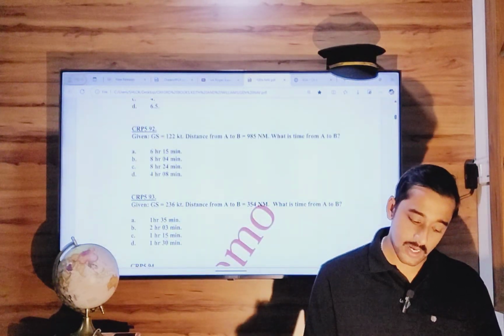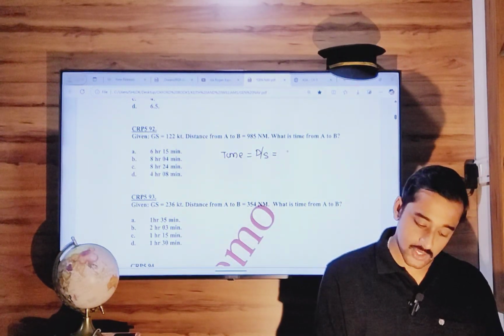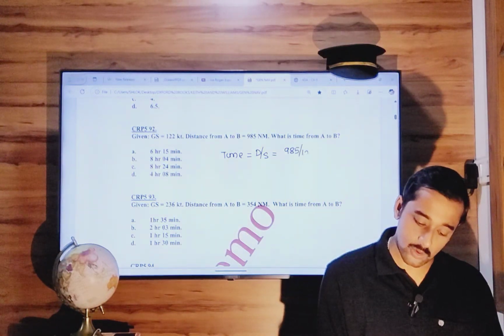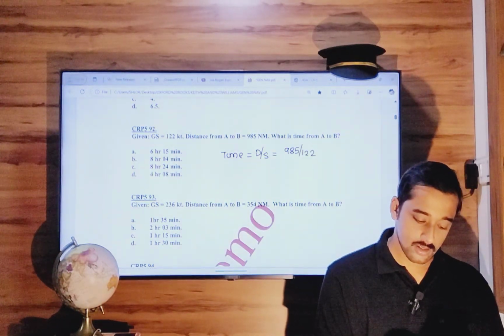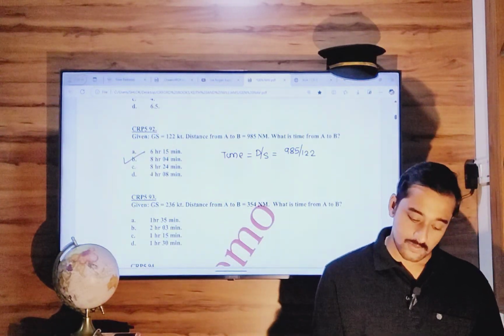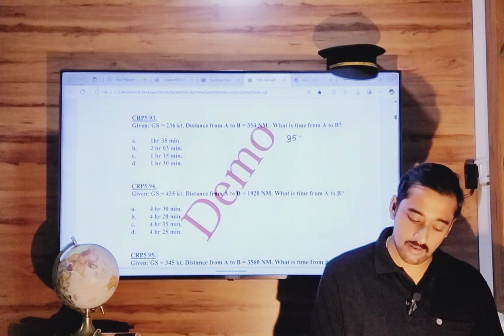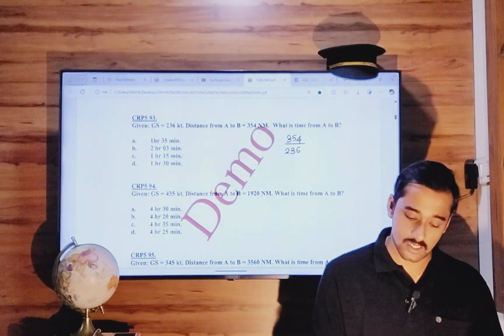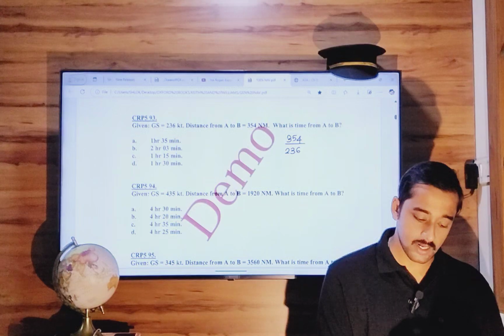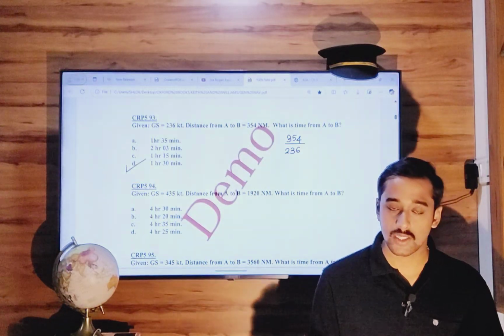So the correct option will be option alpha. Question 92. Speed 122, distance 985. What is time? So time here will be distance by speed. So 985 divided by 122 is 8 hours 4 minutes. Option bravo. Next, speed and distance given, again time. So time will be distance divided by speed, 236. So 354 divided by 236 is 1.5 hours, so 1 hour 30 minutes.